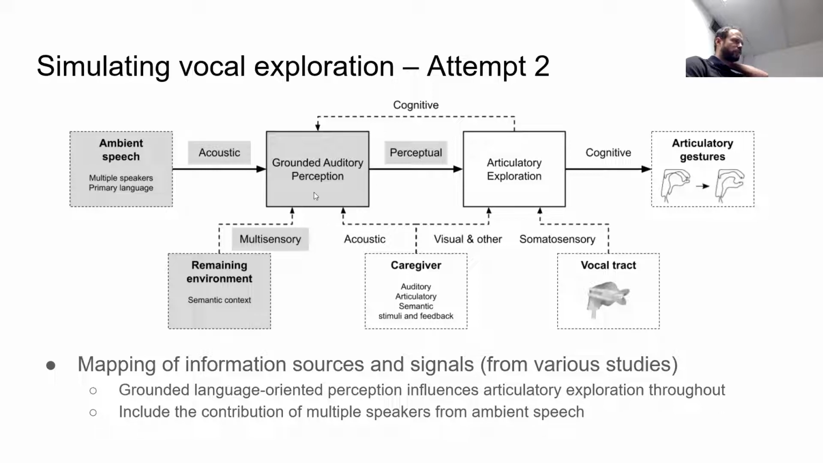Essentially we have different data or environments or conditions. We have some processes here. So this is grounded auditory perception, and we have signals that carry this information. We assume that we want to learn from multiple speakers in the context of a specific language. That's represented in terms of acoustic data. You have some semantic context from the environment. The caregiver is also part of the environment, so the remaining environment also carries some semantic context, and this can be perceived through different senses. And then you have acoustic links from the caregiver, visual links that can help with development of either the perception or articulatory exploration aspects.